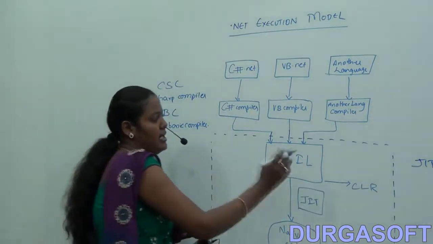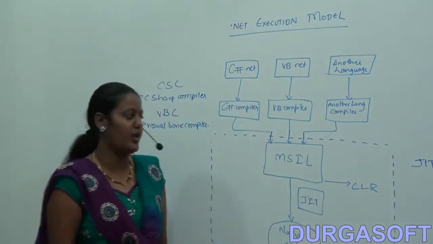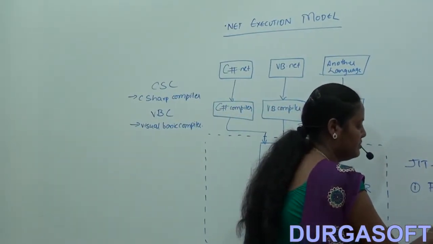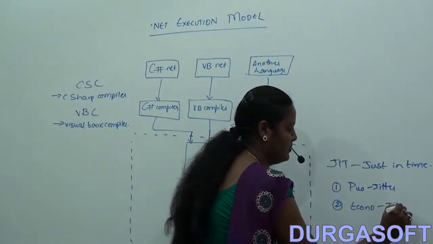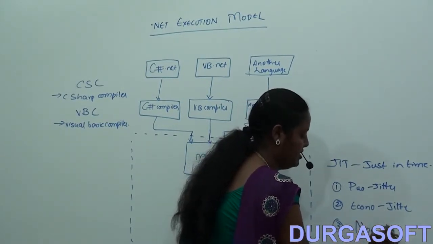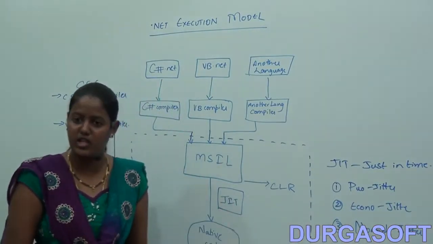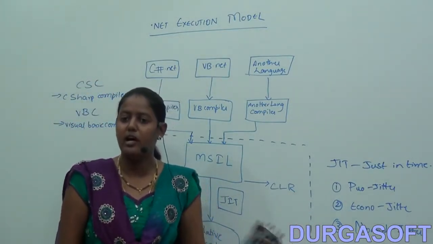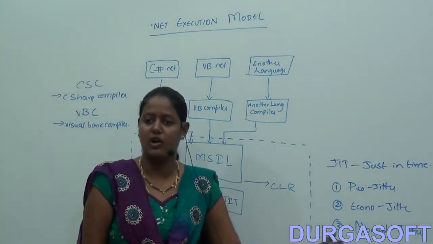Next we have JIT, just in time. In JIT we have three types of jitters. The first one is pro jitter, the second one is econo jitter, and the third one is normal jitter. The pro jitter converts the total code into the native code, and the econo jitter converts only the methods which are called at runtime.